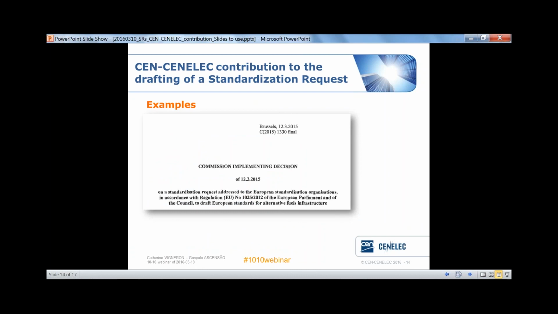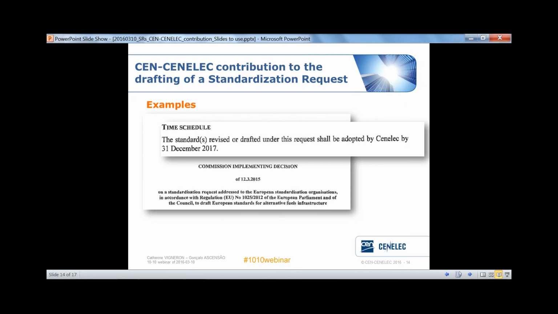Now, a few examples concerning the standardization requests. In the current slide, you will see basically the end result. A standardization request will be a Commission implementing decision, so a legal act, and therefore we need to consider that if this is a legal act, we need to fulfill the request.